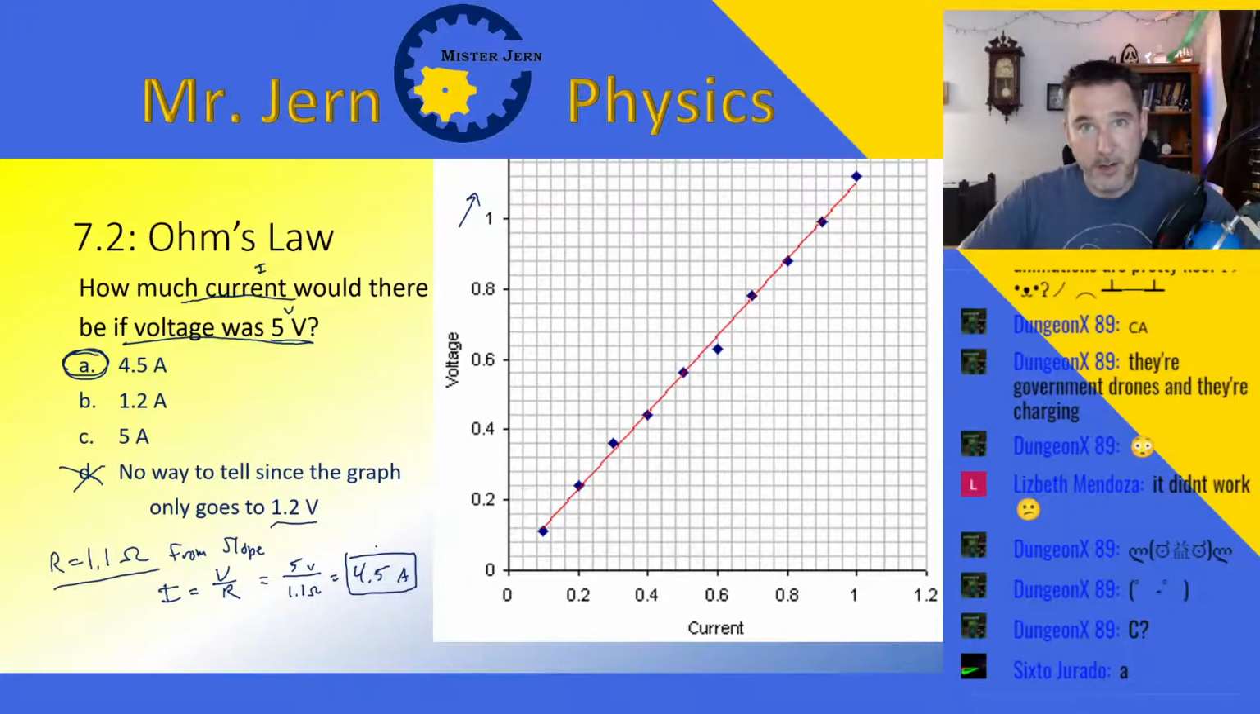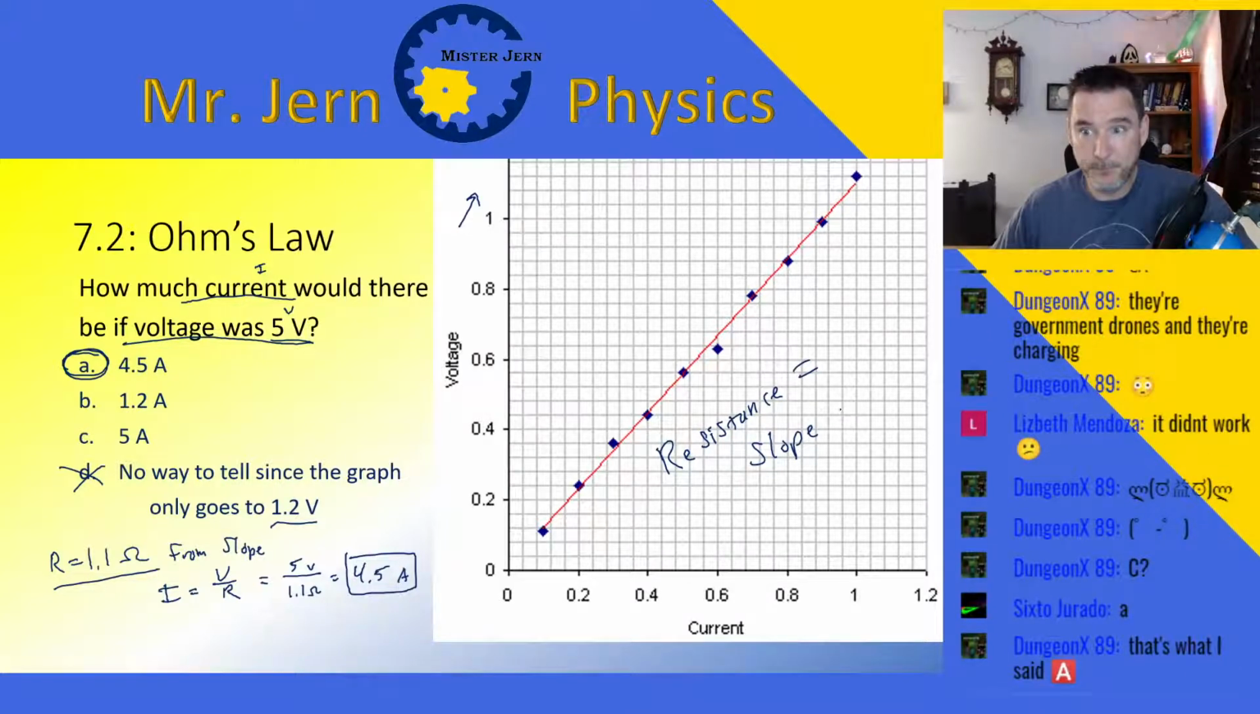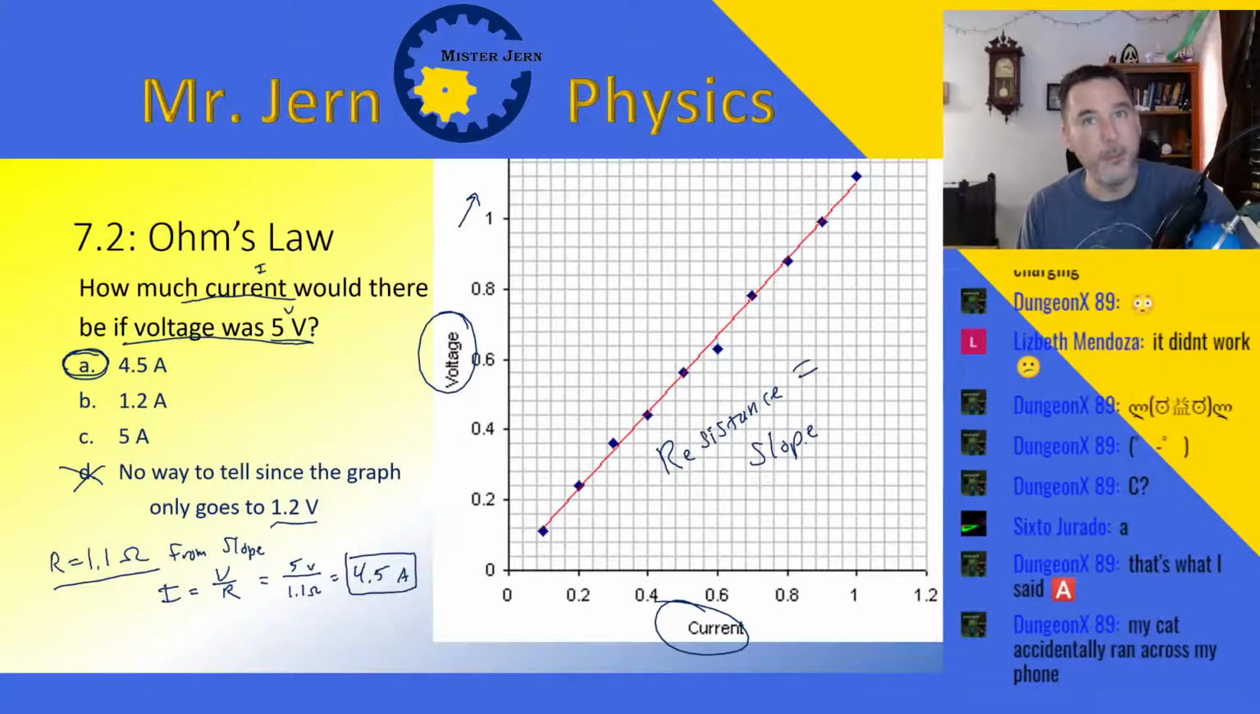But you see what I did there. So you can find resistance. I'm going to try to write diagonally. Resistance is equal to slope. When you see a graph like this, just remember that resistance is equal to slope. That's the big takeaway from these things. And once you can get resistance, then you already know voltage, you already know current, and you've got the three things that we really worry about in this class.